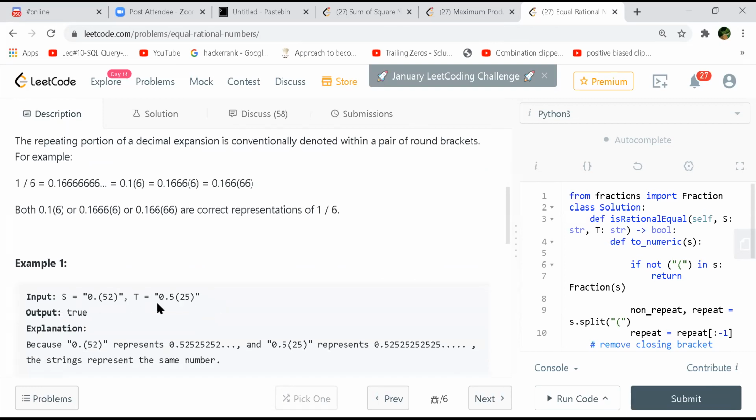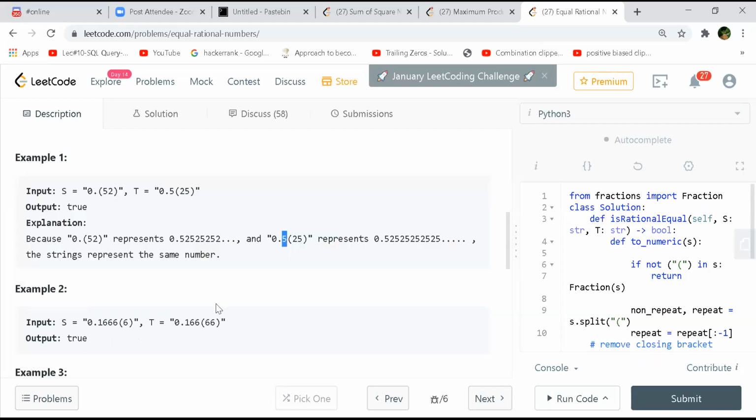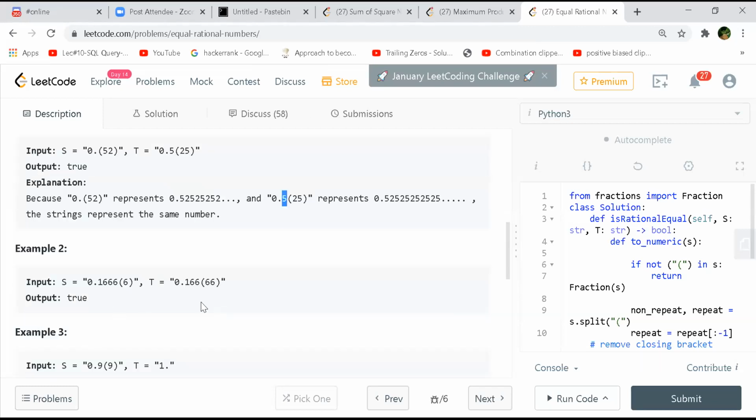So these two numbers are actually the same if you see, because 0.52 within a bracket will repeat this many times, and this 5 is repeating 25 such times, so they are the same after 25. And this is also the same, if you expand it.